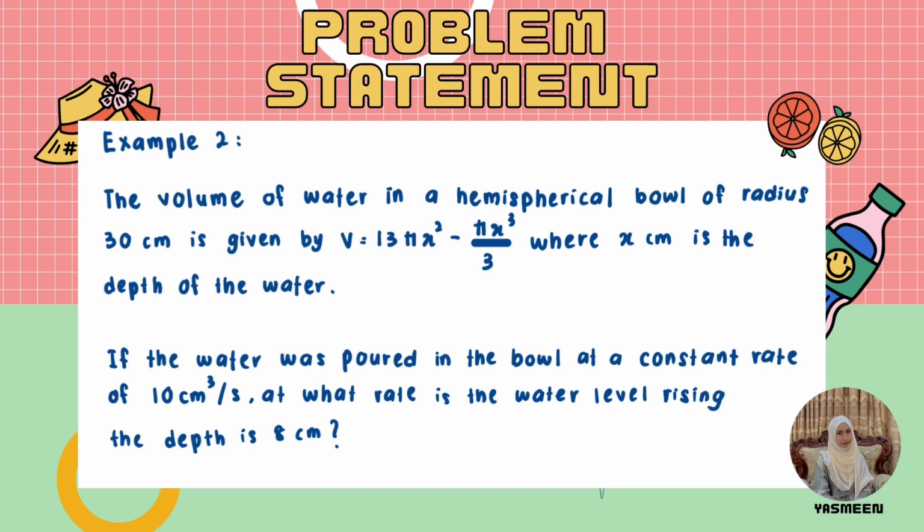This is an example of how to solve related rates. The volume of water in a hemispherical bowl of radius 30 cm is given by V equals 13 pi x squared minus pi x cubed over 3, where x cm is the depth of the water. If the water was poured in the bowl at a constant rate of 10 cm cubed per second, at what rate is the water level rising? The depth is 8 cm.